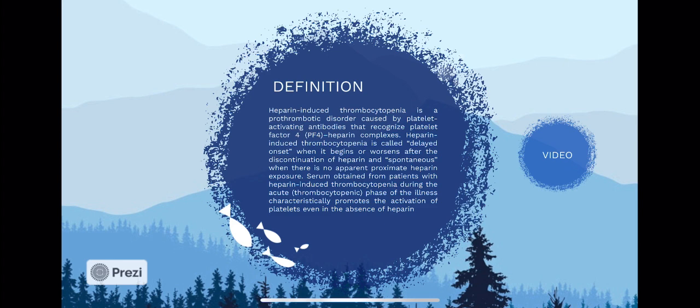Definition: heparin-induced thrombocytopenia is a prothrombotic disorder caused by platelet activating antibodies that recognize platelet factor 4 heparin complexes. Heparin-induced thrombocytopenia is called delayed onset when it begins or worsens after the discontinuation of heparin and spontaneous when there is no apparent proximate heparin exposure. Serum obtained from patients with heparin-induced thrombocytopenia during the acute thrombocytopenic phase of the illness characteristically promotes the activation of platelets even in the absence of heparin.